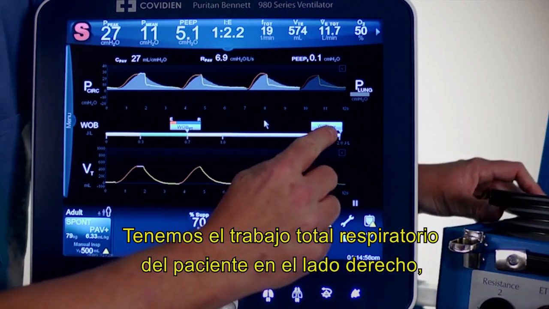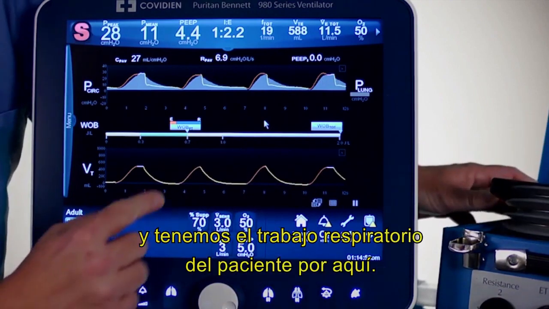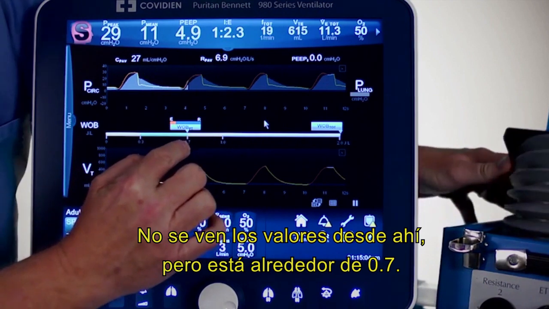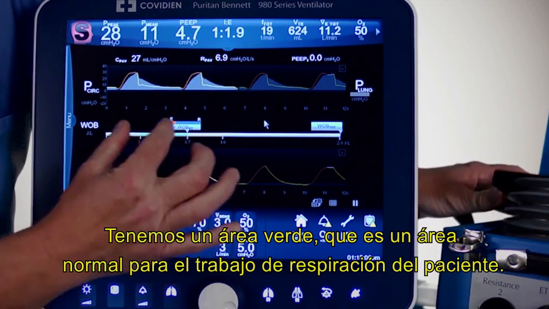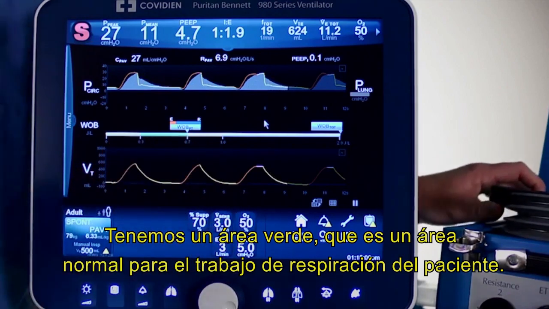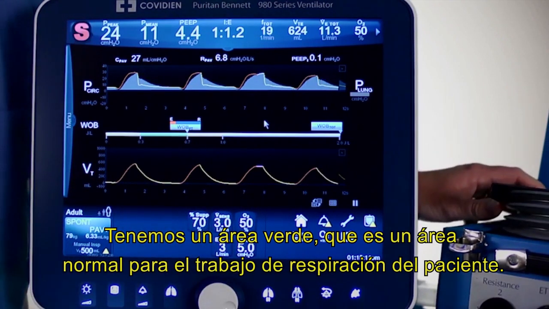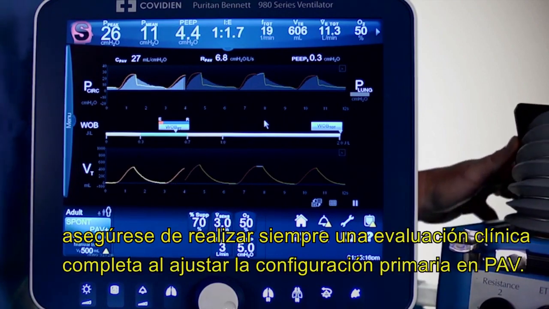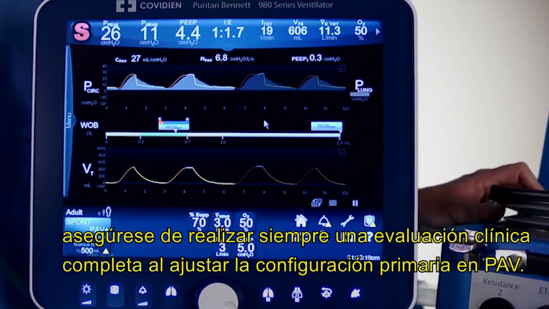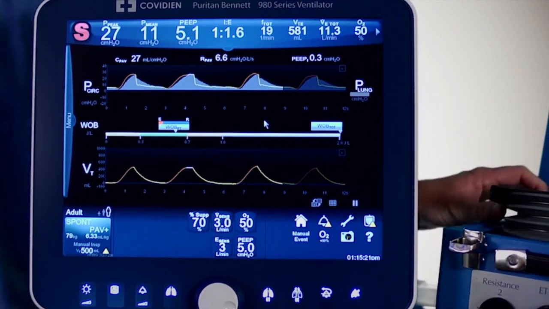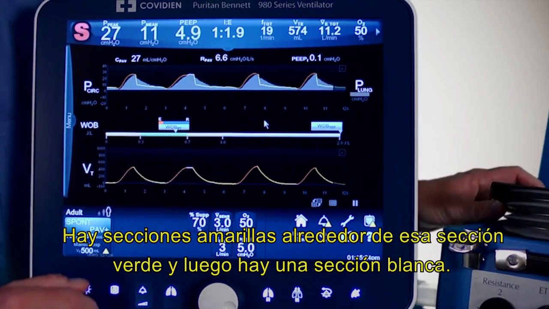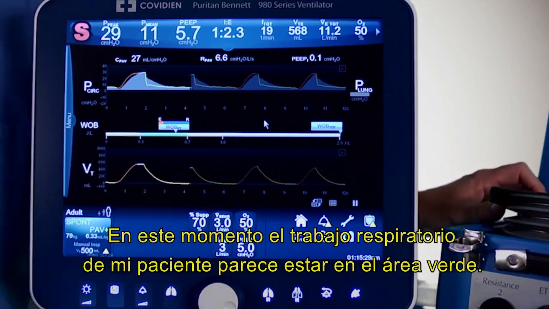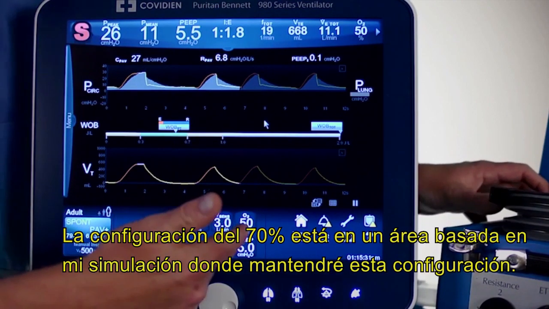So right now we have the patient's total work of breathing way to the right side, and then we have the patient's work of breathing over here, and you can't see the values back there, but it's close to around 0.7. We have a green area, a roughly green area, which is a relatively normal area for work of breathing by the patient. Every patient may be different and they may have their own normal work of breathing levels. So make sure that a complete clinical assessment is always made when adjusting primary settings in PAV. There are yellow sections around that green section, and then there's a white section. So right now my patient's work of breathing seems to be falling in the green area. So right now I'm at a 70% setting.